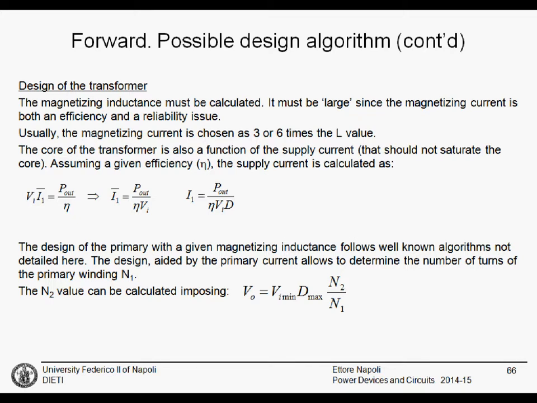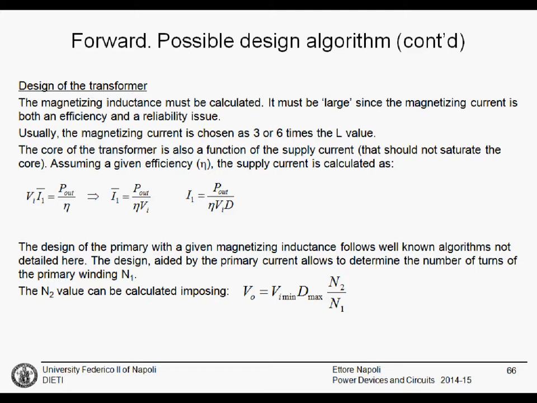you cannot imagine to use a magnetizing inductance and transformer that is 100 times larger. It will mean a transformer that is 100 times bigger. Hence, I want a small magnetizing inductor for most practical applications. 3-6 times larger than the output inductance is okay. Choosing the magnetizing inductance is one important point.